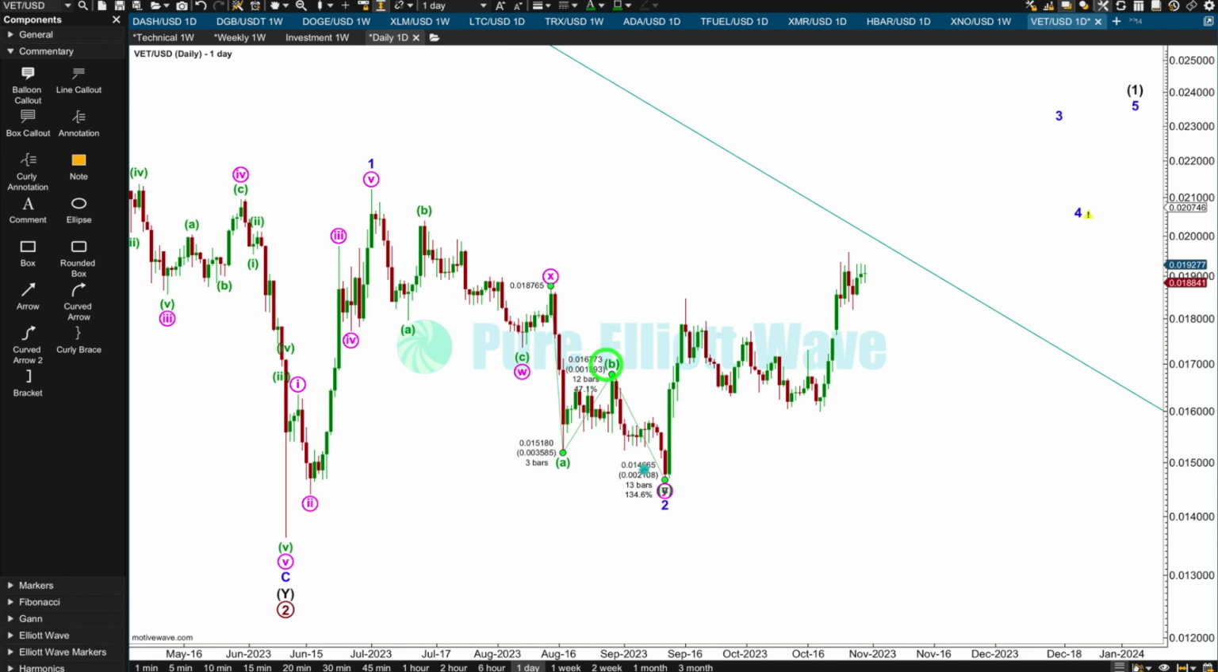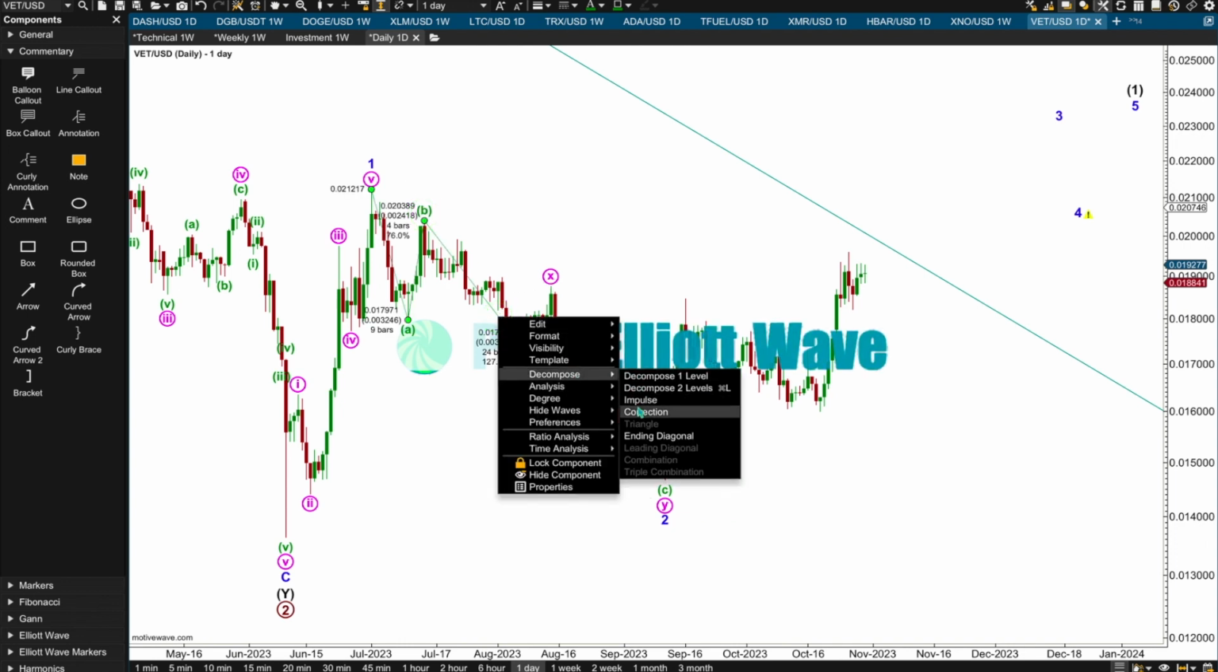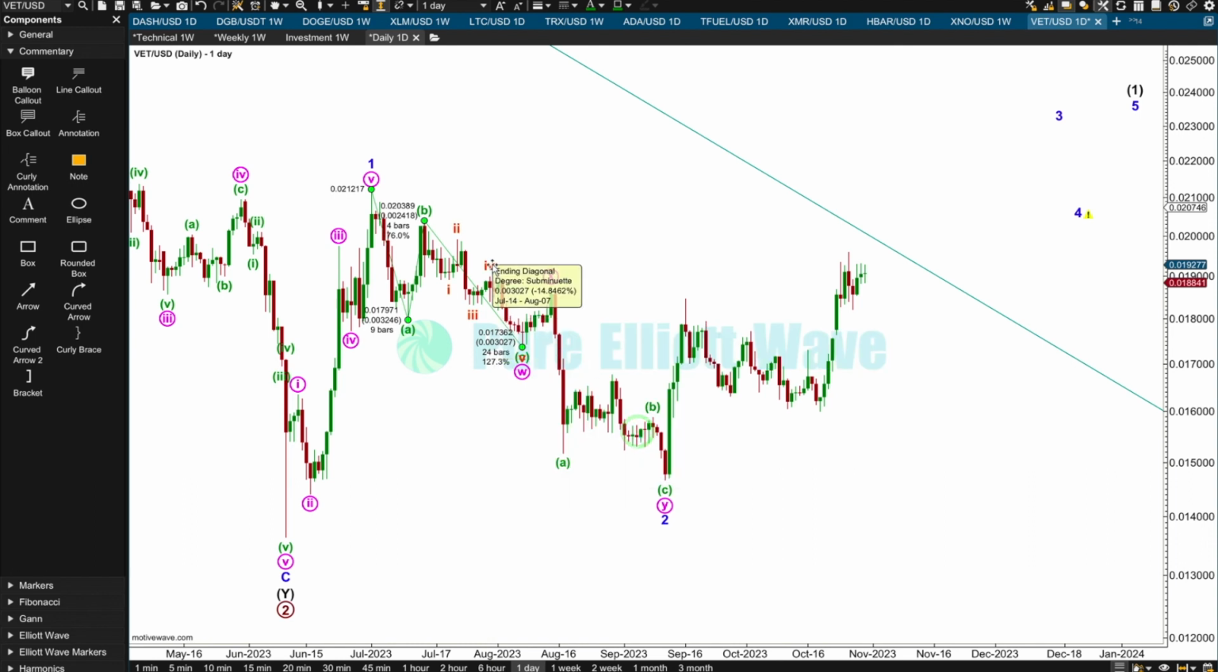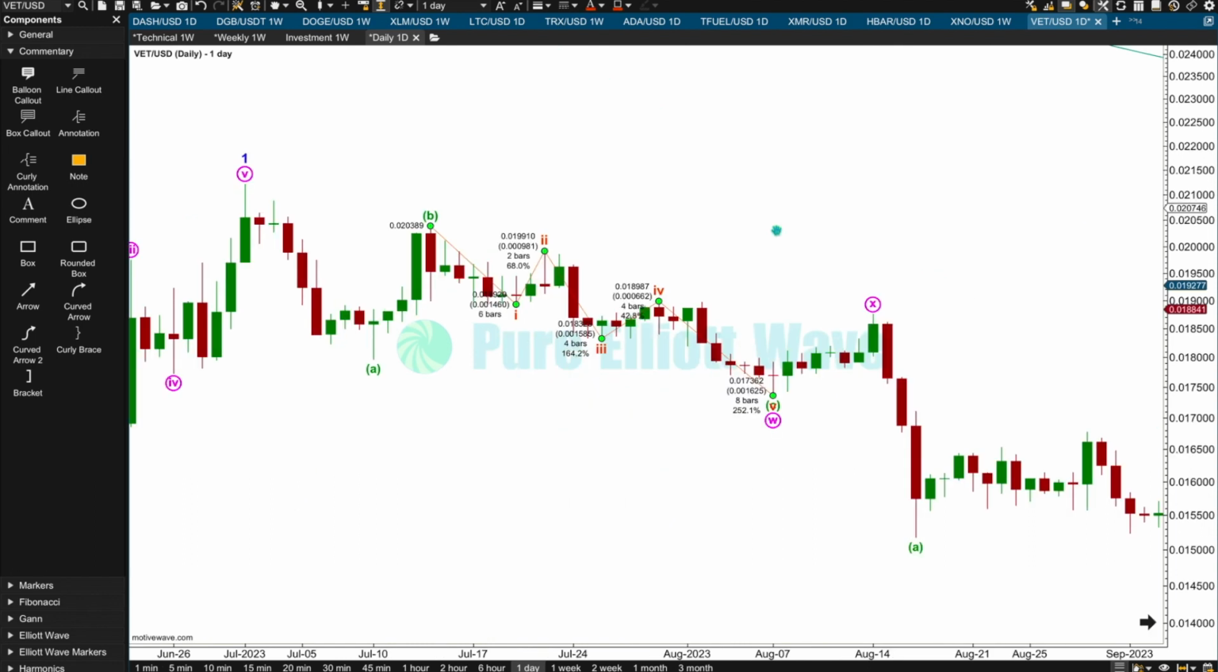That doesn't look very good. That's C. I think I'd want to see B over here. And is this going to subdivide as a diagonal? There's too much overlapping for an impulse. No, it doesn't work. 3 is longer than 1, 5 is longer than 3, but 4 is shorter than 2. So it's neither expanding nor contracting. Okay, that works. It just doesn't have very good proportion.